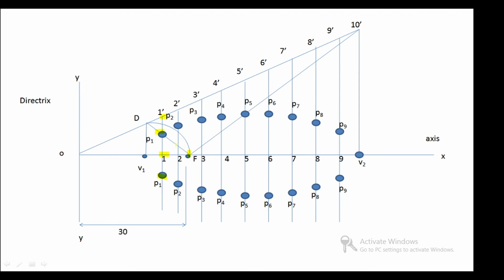In the same way, take the 2 dash radius with F as center and cut an arc on the second line. In the same way for third, 4, 5, like that. After that you join all the points and you get an ellipse.